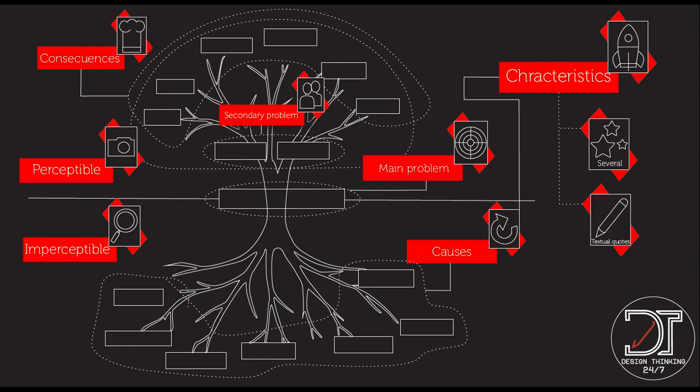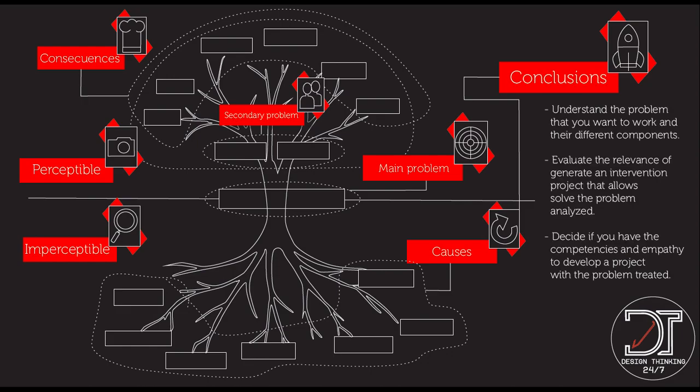These are the parts of an issue tree. After you finish your issue tree, you will understand the problem that you want to work on and its different components. It also evaluates the relevance and generates an interaction. It will allow you to say, okay, I want to make a project from this. Or maybe not. Maybe you say, no, you know what? I don't like this topic. I want to change. That's okay. That's why you make an issue tree, to understand a whole situation and see if you have empathy.